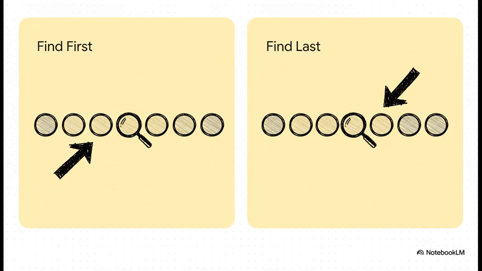To find the first one, when you find a match, you save that index, but then you keep searching to the left. You're basically saying, okay, cool, I found one, but is there another one even earlier? And to find the last one, you do the exact opposite. You find a match, you save it, and then you keep searching to the right. That's it. That simple change is all it takes to completely bias the search.